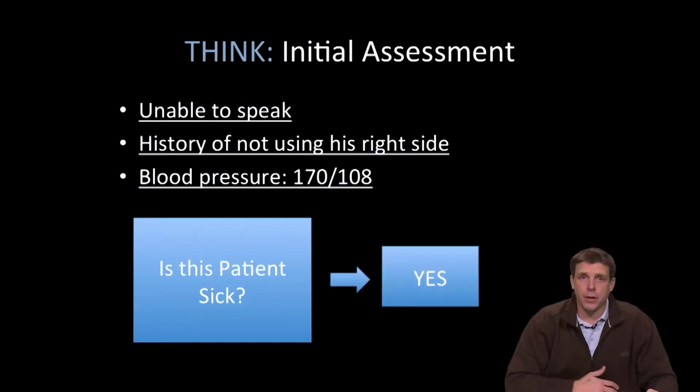Having evaluated the patient, he seems to be quite ill but stable, so it is appropriate to continue to think about the patient, and this is our initial assessment. What we found so far is that the patient seems to be unable to speak. It also seems through the history that the patient is not using his right side. We've also found that the patient is quite hypertensive and his blood pressure is quite high.